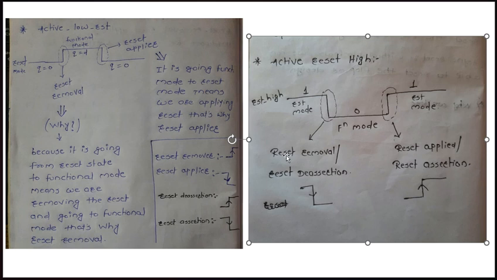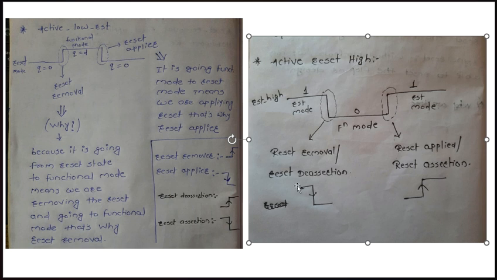Here in active high reset, when we are going from reset 1 to 0, it is called reset removal. Why? Because we are removing the reset, since it is going from reset mode to functional mode, meaning only when we remove the reset signal does it go to functional mode. That's why we call it reset removal. But here we are applying the reset signal, going from functional mode to reset mode. That's why we call it reset apply.